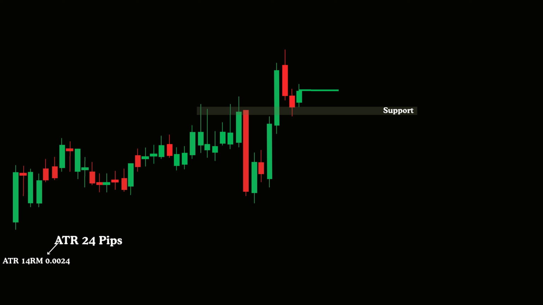Let's say you identified this resistance level turning into support and now you plan to enter a long position after the engulfing candlestick. ATR indicates that the average range of the last 14 candles is 24 pips, so you would place your stop loss 24 pips below the low of the engulfing candle to protect against market volatility. Alternatively, if that seems too wide, you can use half ATR or 12 pips. It all comes down to your trading strategy, but ATR definitely plays a helpful role.